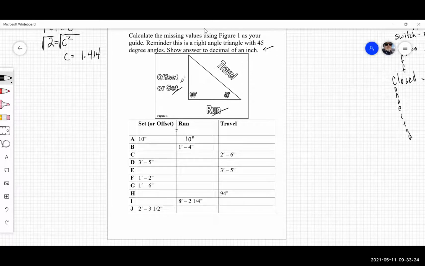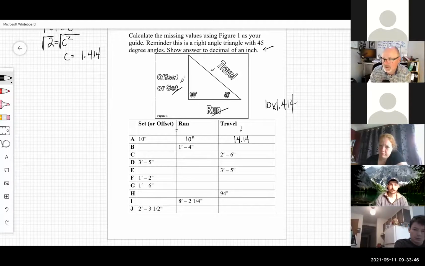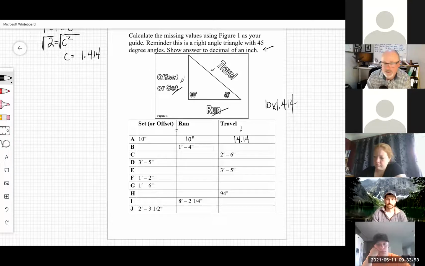And now my travel on this formula is 10 times 1.414 times longer. The travel has to be 14.14. Is this in a book somewhere? No, it's not. Okay. I just have this. This is from first year. That is correct. But I got to bring you all the way back.